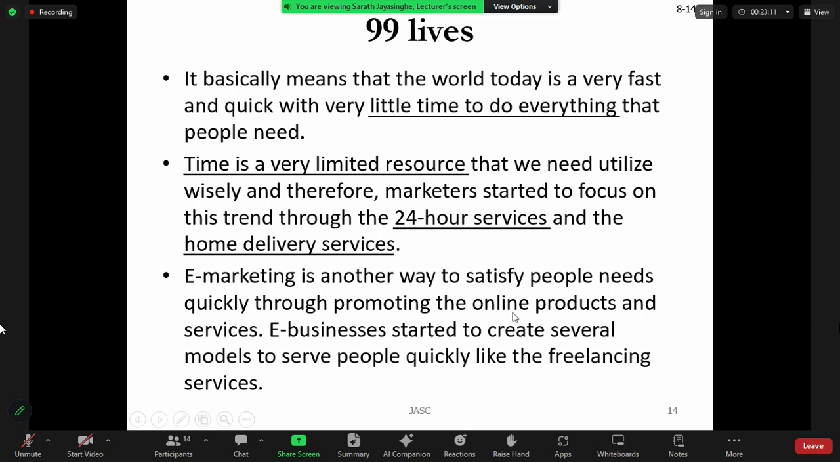E-marketing is another way to satisfy the need quickly through promoting online products and services. The businesses started to create several models to serve people quickly, like freelancing services. Now there are many services like that. In other countries also there are many plumbing and electrical services, home delivery, people coming to your home, and doctors online. No need to go to the hospital. There may be tele sessions and also video consultations available from some doctors. There are things like that to save your time, because you don't have much time to live, right? If you have a lot of work, you don't have much time. Therefore, products and offers are coming to you from the marketer side.